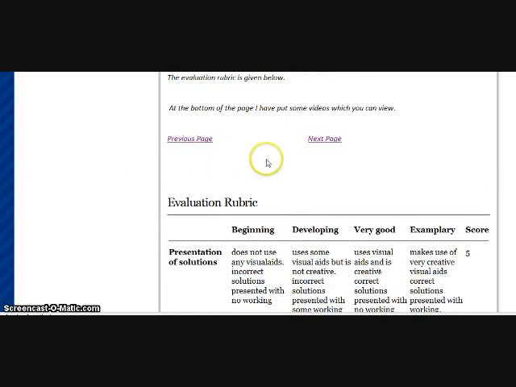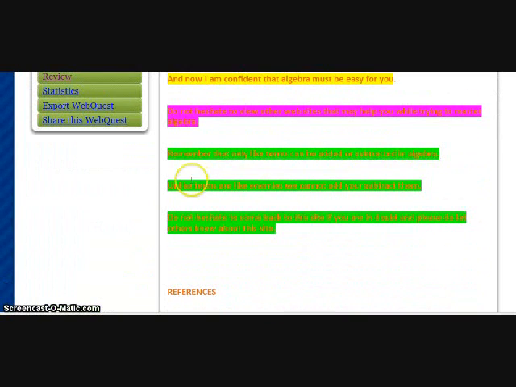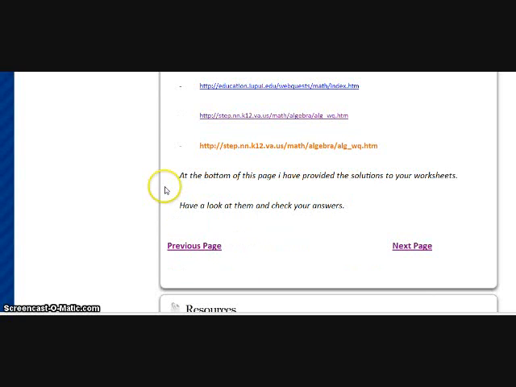The next page is the conclusion page. As always, the conclusion must summarize what we have learnt. So I have provided a few comments, a few points over here that summarize what we have learned in algebra: that like terms can be added or subtracted, and unlike terms are enemies which cannot be put together. I have also included references at the bottom just to show the websites that I have visited while preparing the web quest.